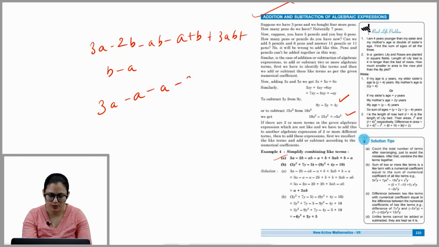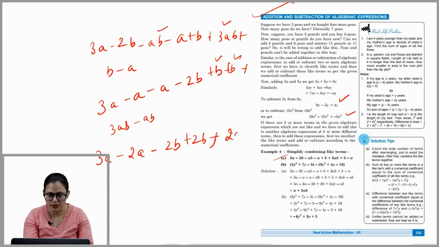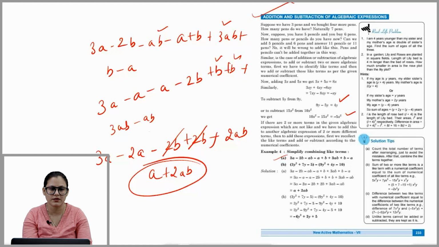Now let's move on to 2b. 2b plus b, and what else? Plus b plus 3ab, and we have this minus ab. Okay, 3a minus a minus a is 2a, minus 2b plus b plus 2b, plus 3ab minus ab is 2ab. Okay, plus minus goes, 3a minus 2a is a plus 2ab. So this is the answer. Okay, similarly you will do b part also, right?